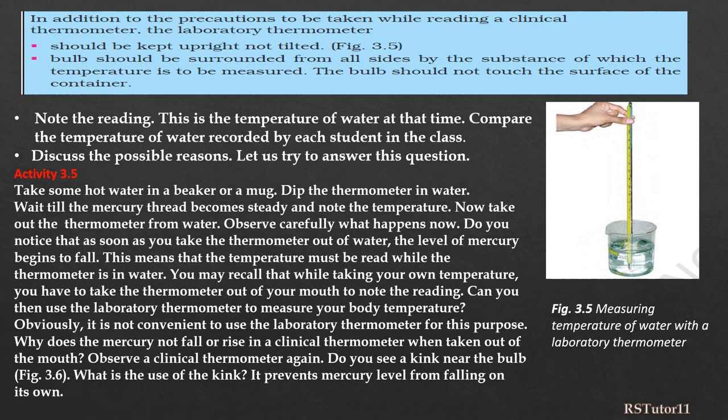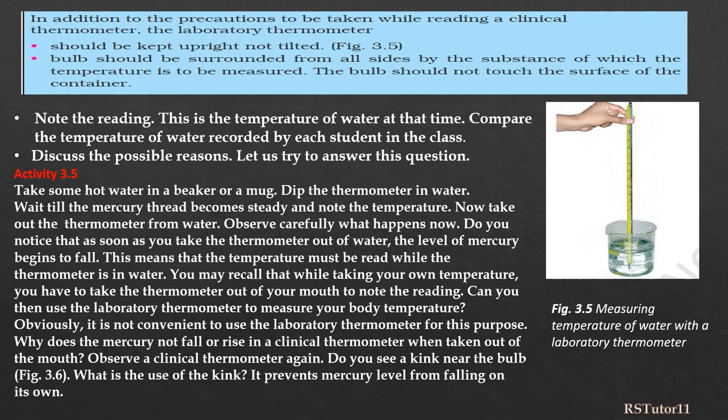Do you notice that as soon as you take the thermometer out of the water, the level of mercury begins to fall? See, for laboratory thermometer, you need not give any jerks. The mercury automatically falls down. But for clinical thermometer, you need to give some jerks to bring the mercury down. So this is the difference.